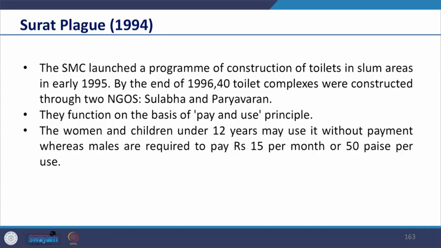The SMC began paving the internal roads of slums with quota stones so as to facilitate cleaning. By 1997, 75% of the slums were paved with rough quota stones. The SMC launched a program of construction of toilets in slums in early 1995. By the end of 1996, 40 toilet complexes were constructed through support of NGOs, Sulabh and Paryavaran. They functioned on the basis of the pay and use principle. Women and children under 12 years were allowed to use it without payment, whereas men had to pay rupees 15 per month and 50 paisa per use.